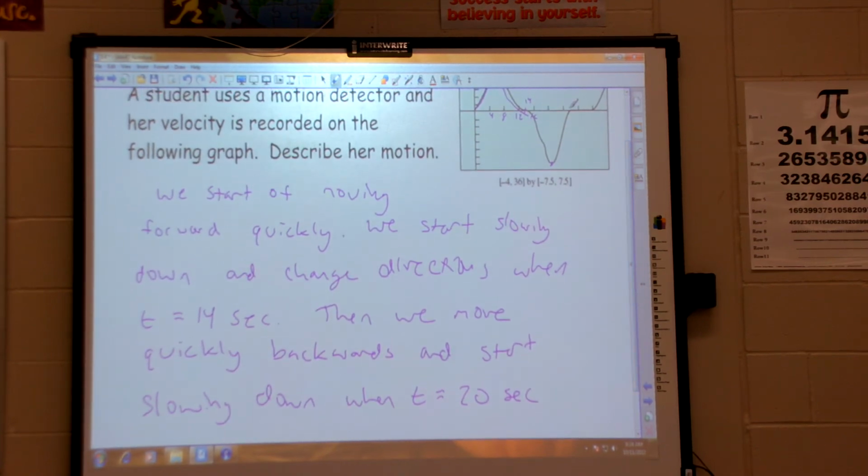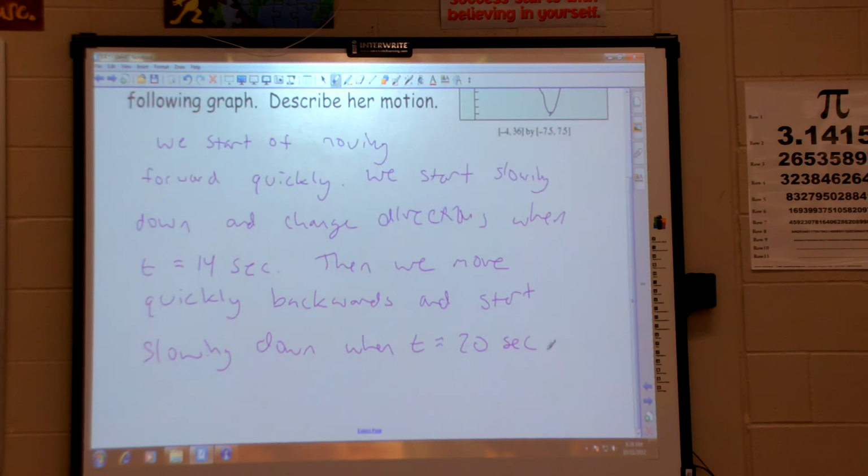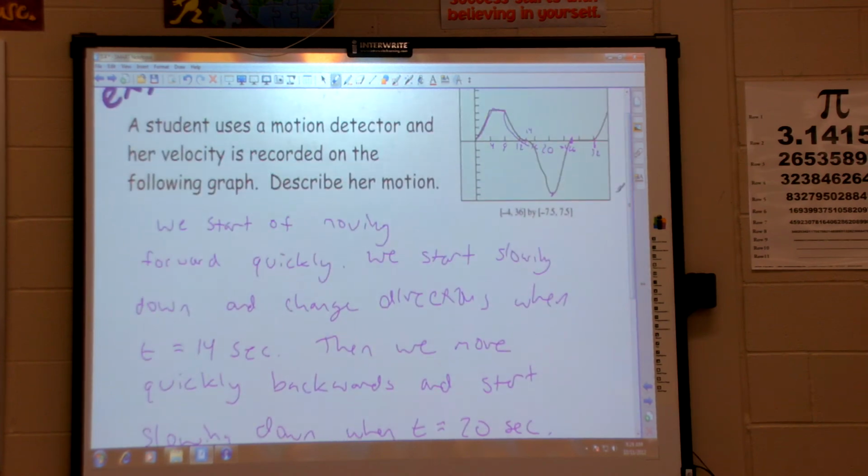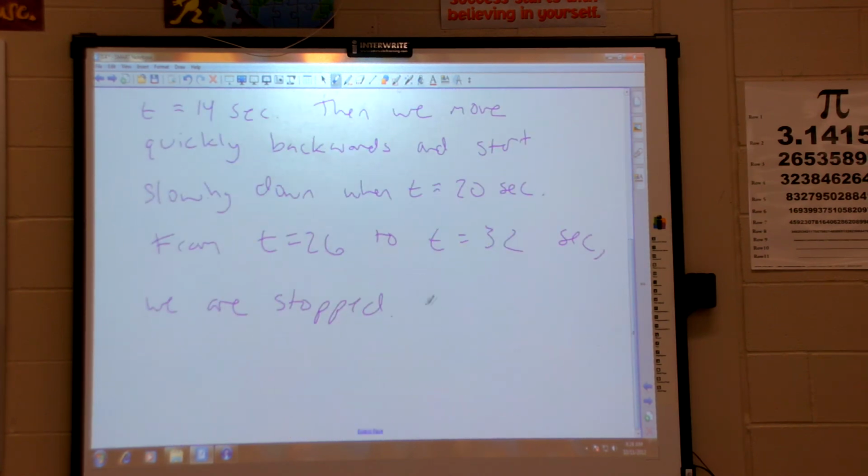At about here, so let's see, that's 20, 24, so we say that's what, 26? 26, so from 26 to looks to be about 32. Okay. From t equals 26 to t equals 32 seconds, we're stopped. Then what do I do? Then I move forward quickly.